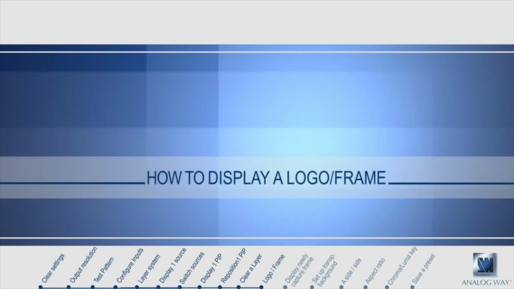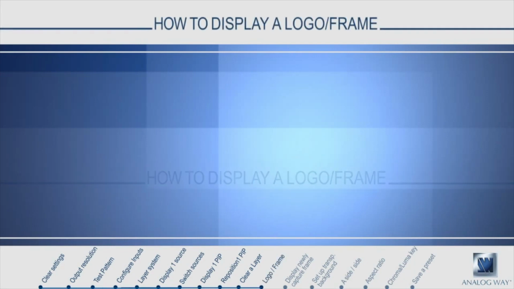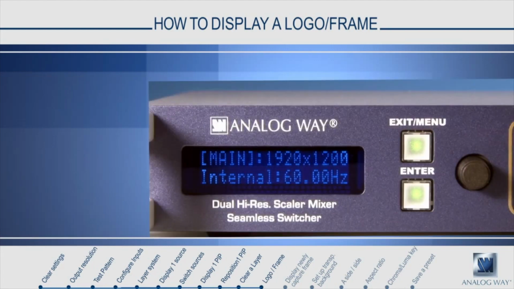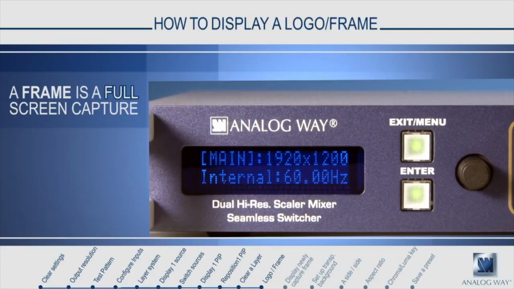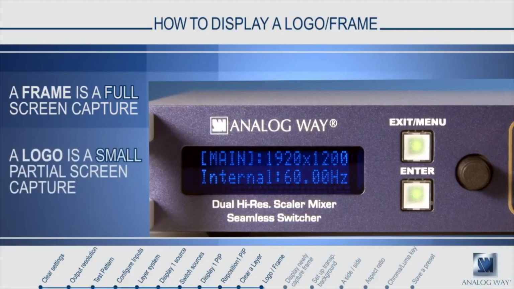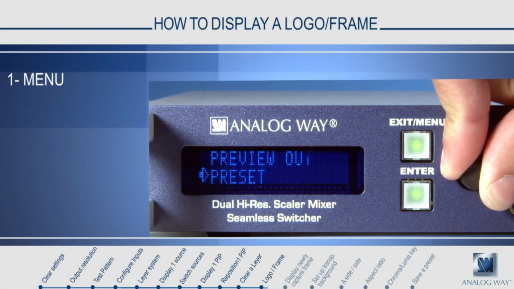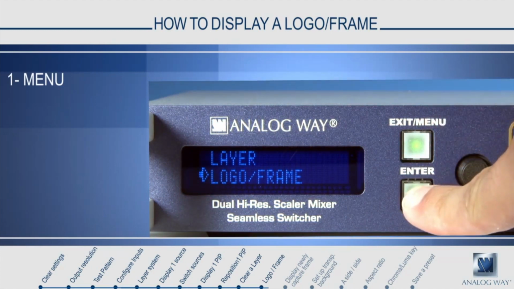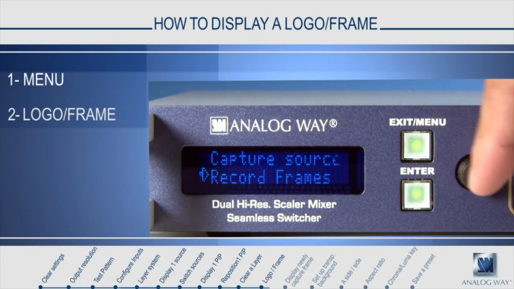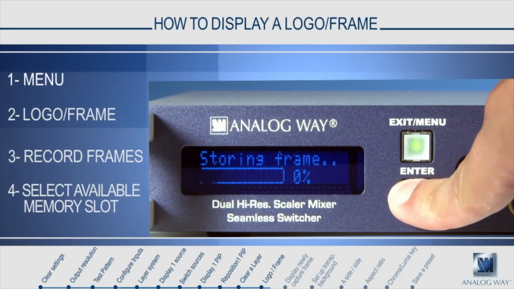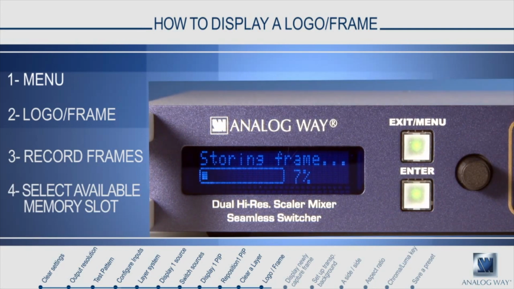How to display a logo or a frame. In Analog Way's vocabulary, a frame is a full screen capture. A logo is a small partial screen capture. To capture a logo or a frame, press Menu and scroll down to Logo and Frame in the menu. Select Record Frame, choose an empty slot, and press Enter. The device will now capture the contents of your main program screen to the frame slot.